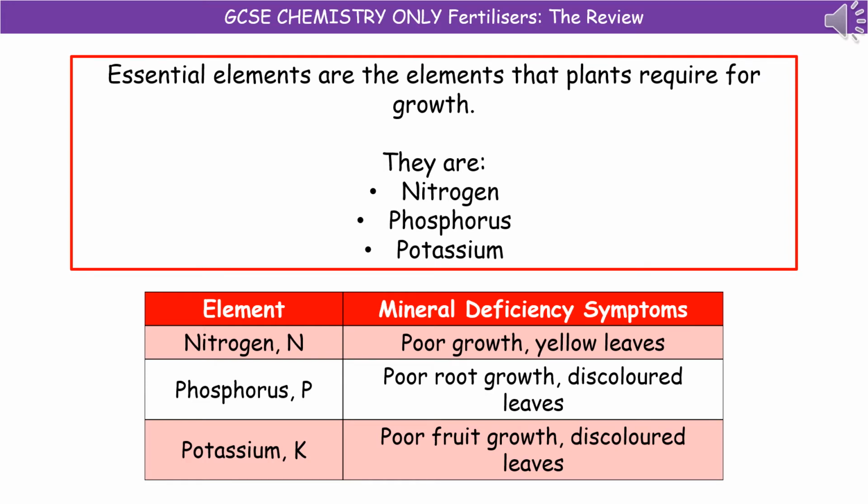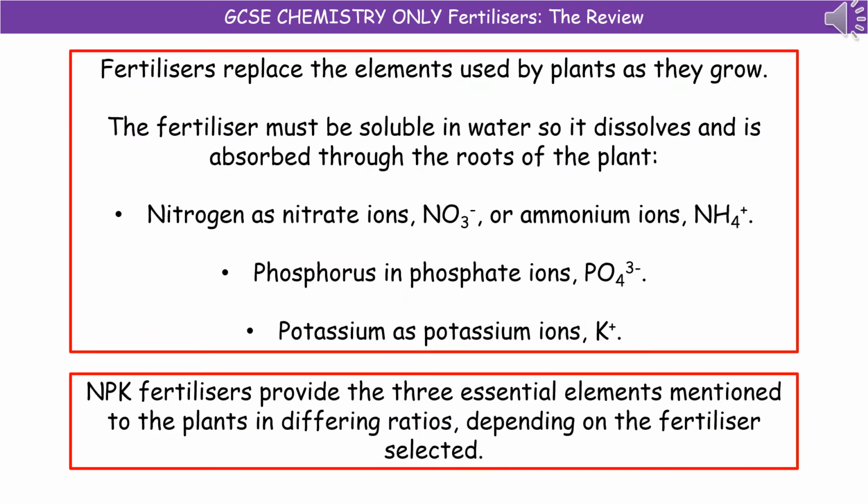If we don't have enough, we see mineral deficiency symptoms, which allow us to identify which mineral is lacking. If there's a lack of nitrogen, we get yellow leaves and poor growth. A lack of phosphorus is discoloured leaves and poor root growth, and a lack of potassium is poor fruit growth and discoloured leaves. The reason we use fertilisers is that they replace the elements that plants use as they grow.